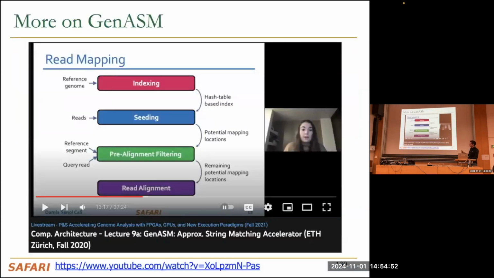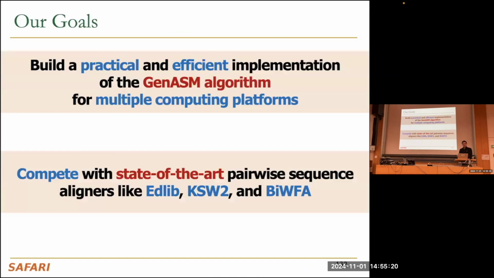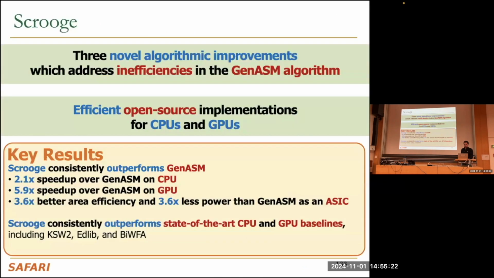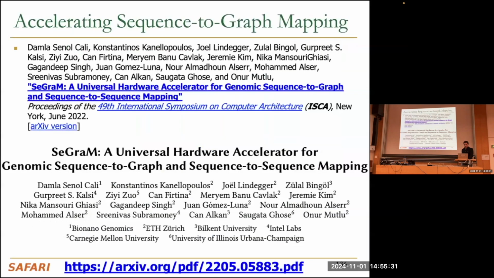So if you're interested in learning more about GNASM, you can take a look at this talk video that was delivered by Damla, who is now at 10x Genomics. We also further improved the GNASM algorithm, in a work called Scrooge, by doing some optimizations and implementing it not just on hardware, but also for CPUs and GPUs. So meaning that there is still room for further improvement, and one can work on it to provide further performance and energy improvements. This is a talk video if you're interested.